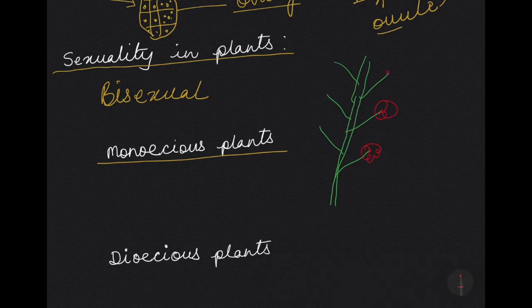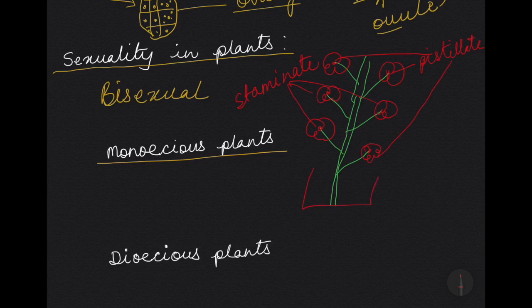So this plant has flowers, and this may be a pistillate flower. This also may be a pistillate flower. This also may be a pistillate flower. That is the female flower. And the remaining three will be staminate flowers, meaning male flowers. So there is one plant, and in one plant you'll find separate staminate, that is the male flower, and pistillate, that is the female flower.